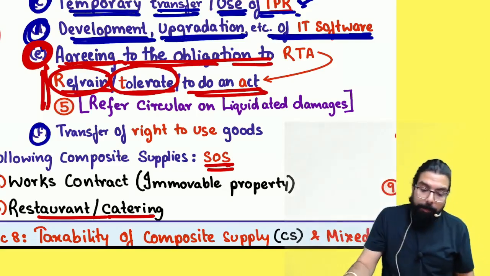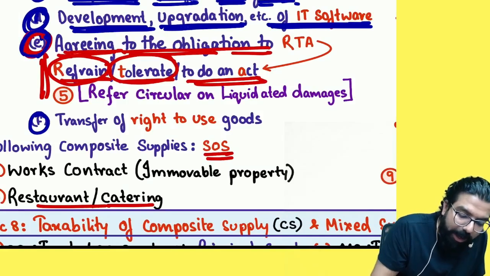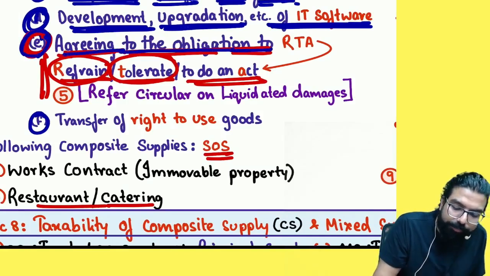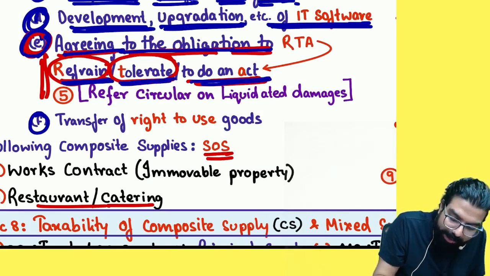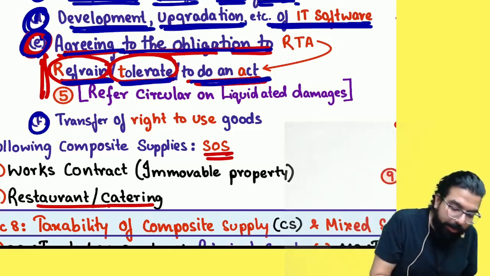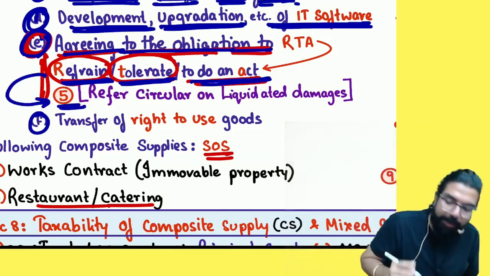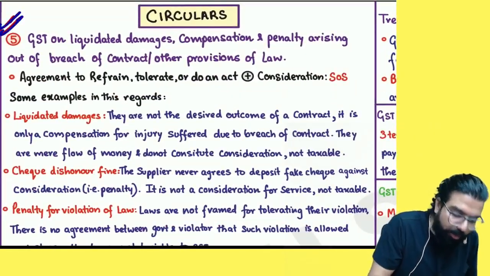And hence, many people went to the government and said, when you say agreeing to the obligation to refrain, tolerate, or to do an act, what do you mean by this? What do you mean by this? And the government went ahead and gave one circular and clarified. Are we clear? That circular is on the next page, which I want you guys to understand now.